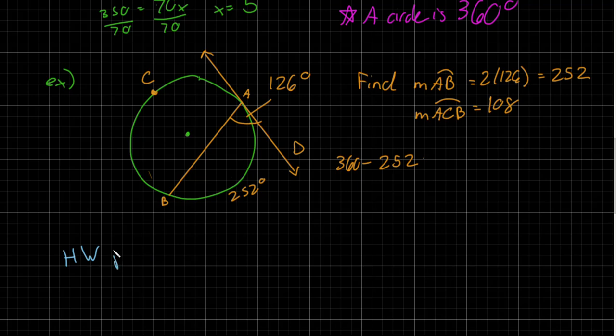Homework 10.4. We've been doing this for a few days. So it's all about inscribed angles. Page 453. We can do 22 to 31, and 35 is a word problem. Okay. Those are your questions. You can start now if you want and ask me anything if you want.